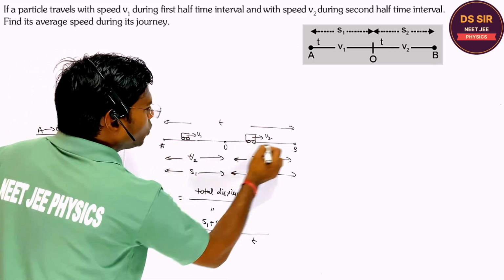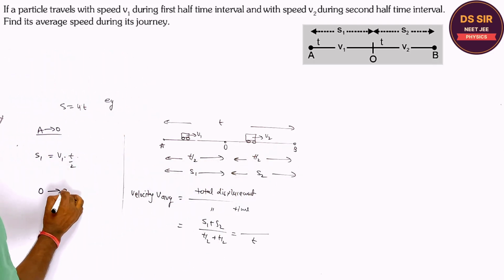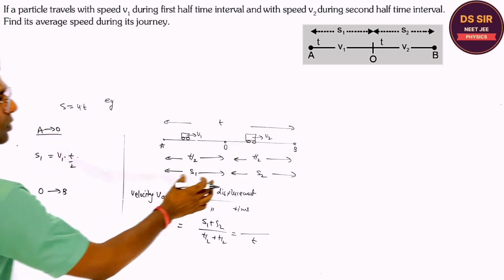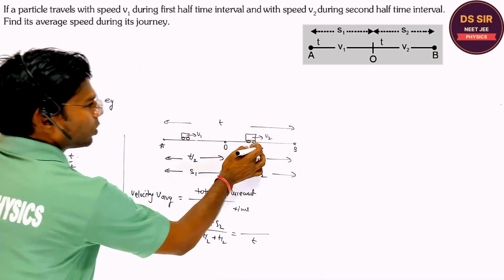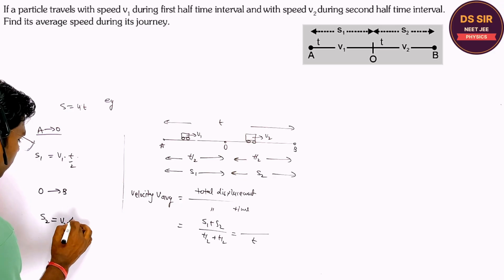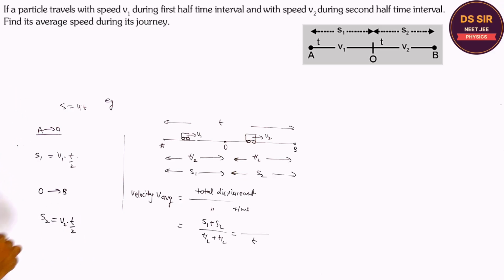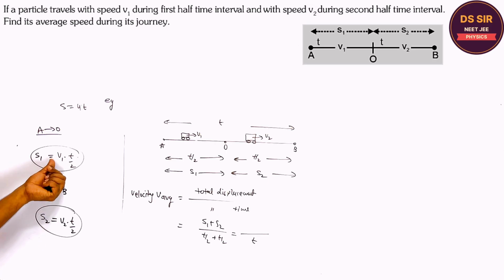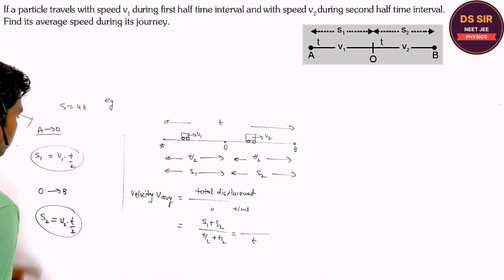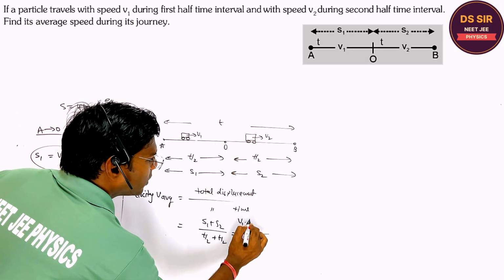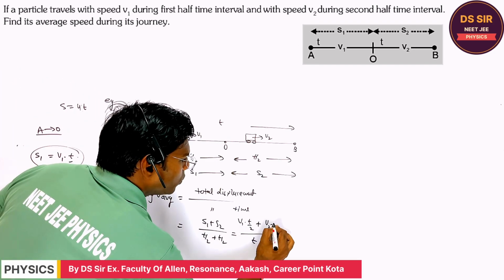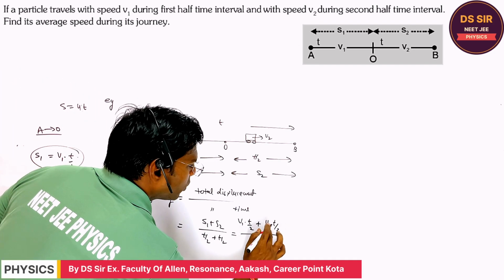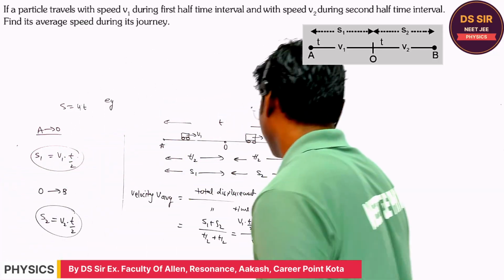What about O to B? Again S is equal to UT. What is the distance? S2. What is the speed? Say V2. The time is T by 2. So this is S1 and this is S2. What is S1? You tell. V1 into T by 2. What is S2? Say V2 into T by 2. Is it clear or not?